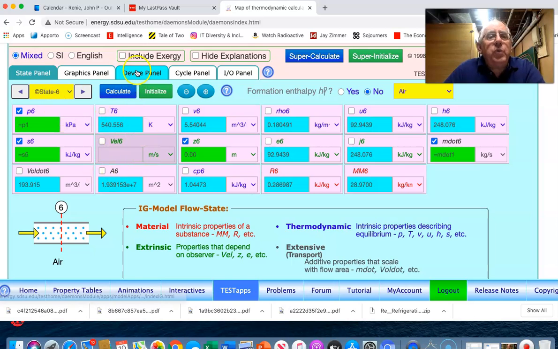And now once we go into the device panel and we say that there's no work or heat transfer generated in this isentropic flow, this expansion from 5 to 6, we'll come back and it will then give us what the velocity is. And that's the kinetic energy term. Because in that nozzle, the J stays the same, and the J just goes from enthalpy and kinetic energy rearranging. And so here's our state 6.